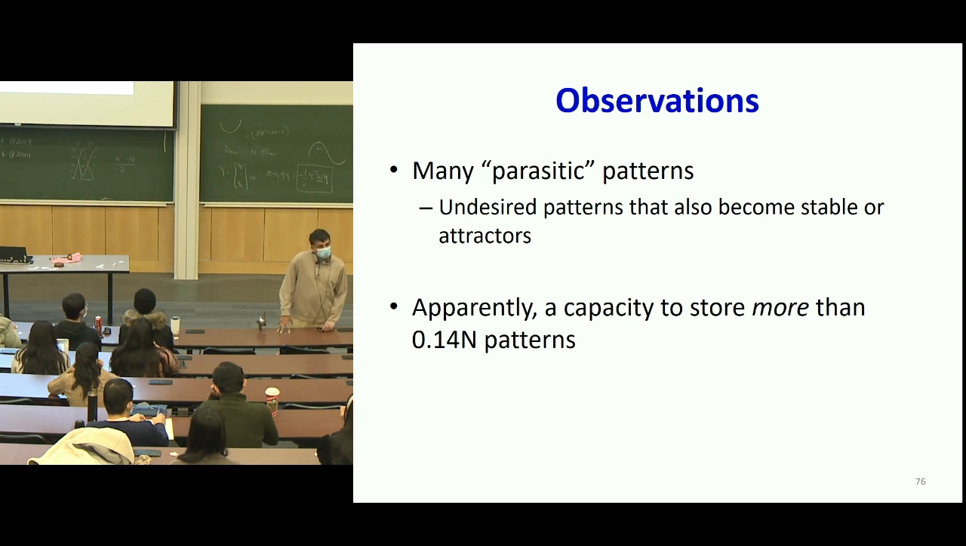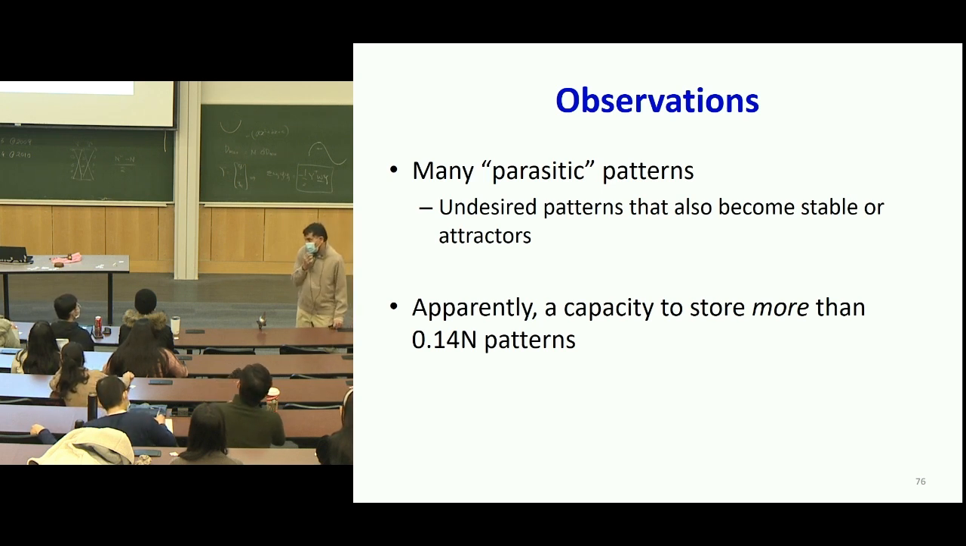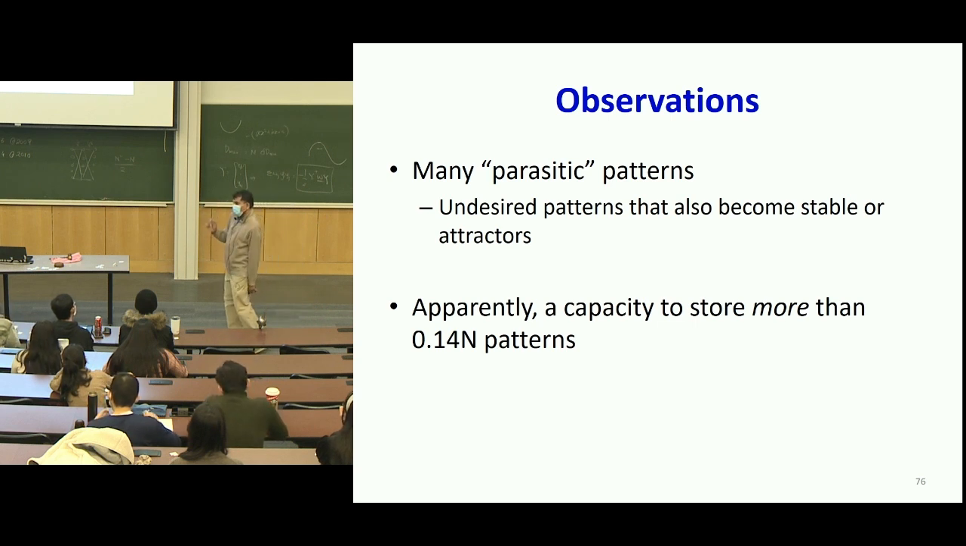If you have more than 0.14n patterns, then at that point, there is no guarantee that any of your patterns is going to be stable or even stationary, right? But then whatever analysis he came up with is obviously not sufficient, because we're able to see just by plotting these energy plots that you can get more than 0.14n patterns. In a 6-bit network, I was able to store four patterns which are perfectly stationary and somewhat stable.